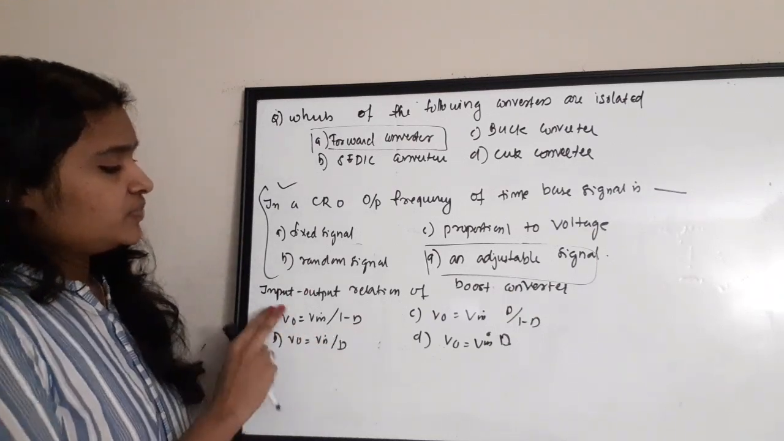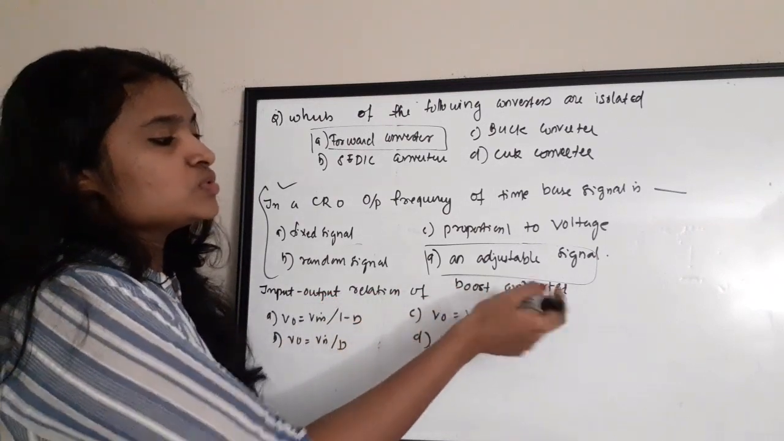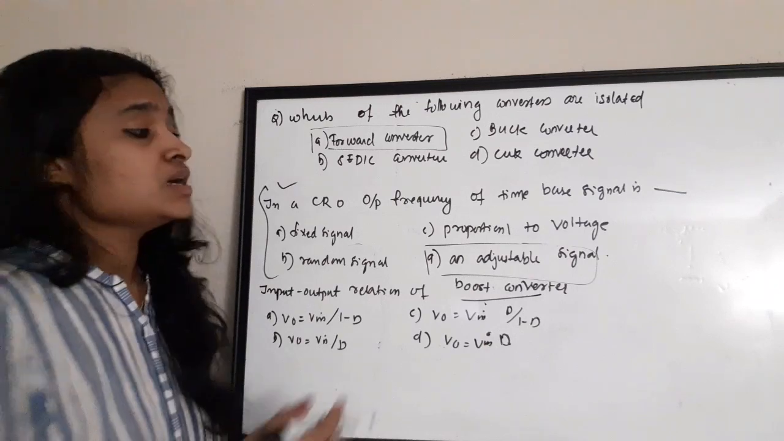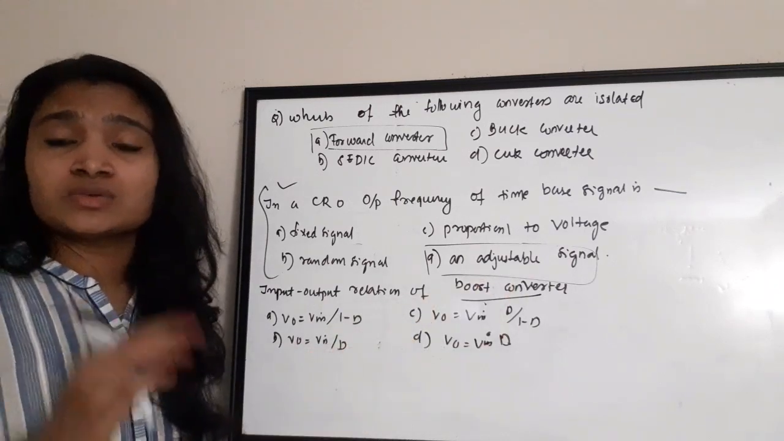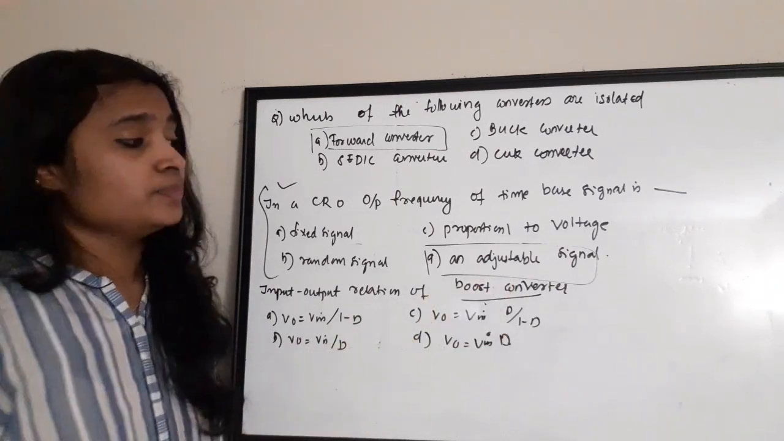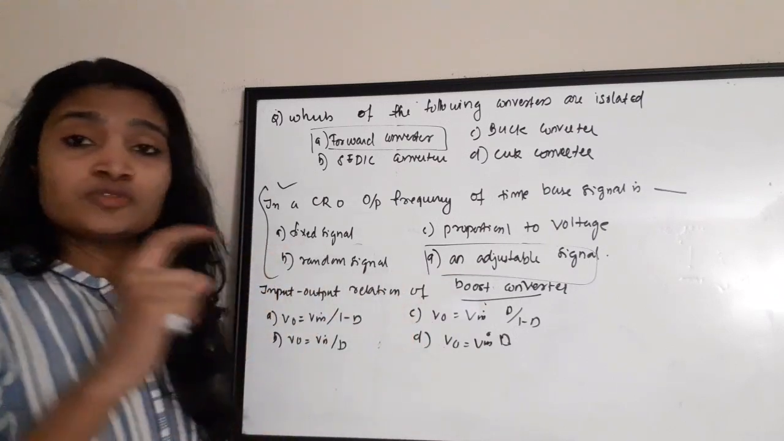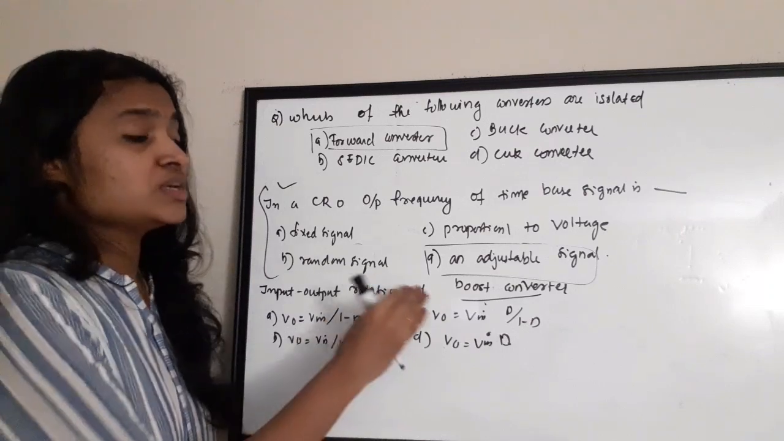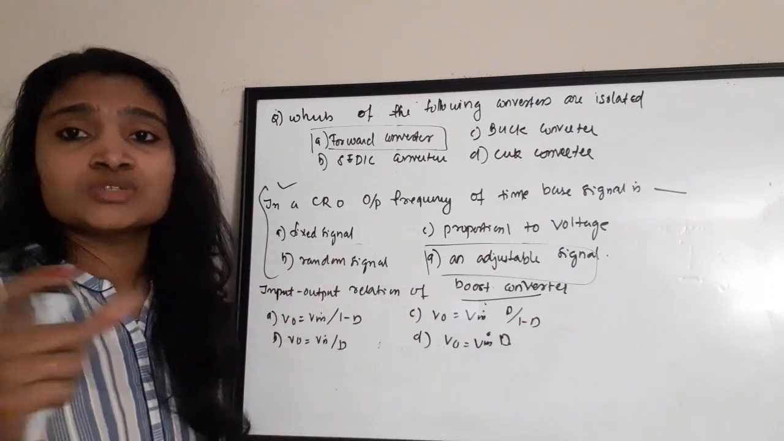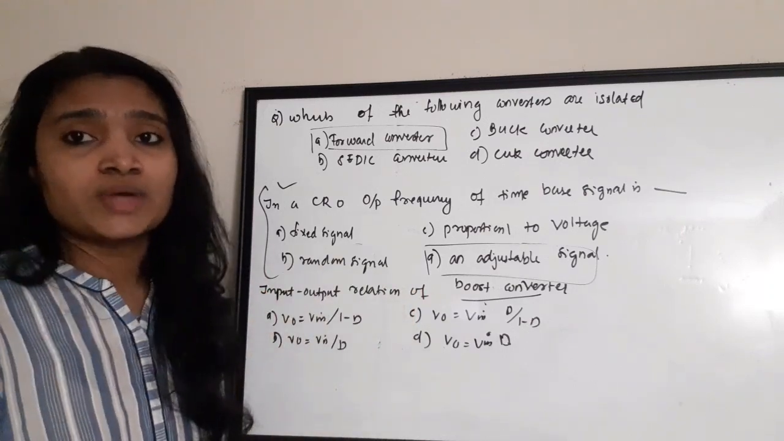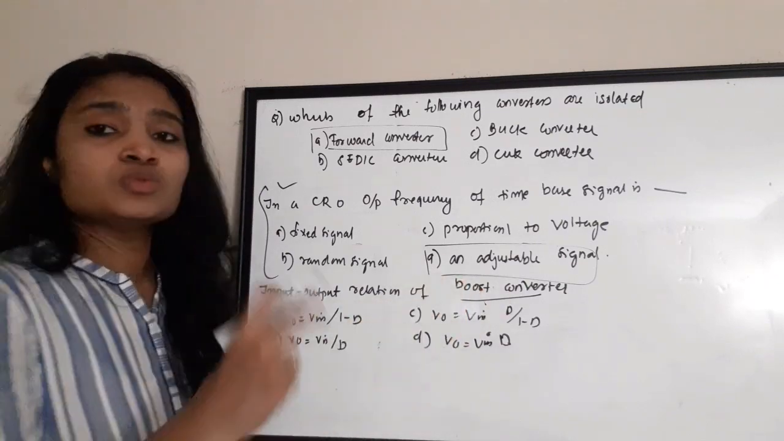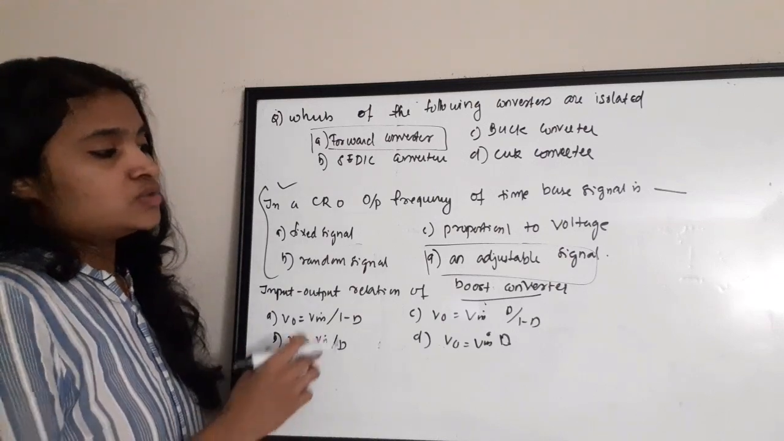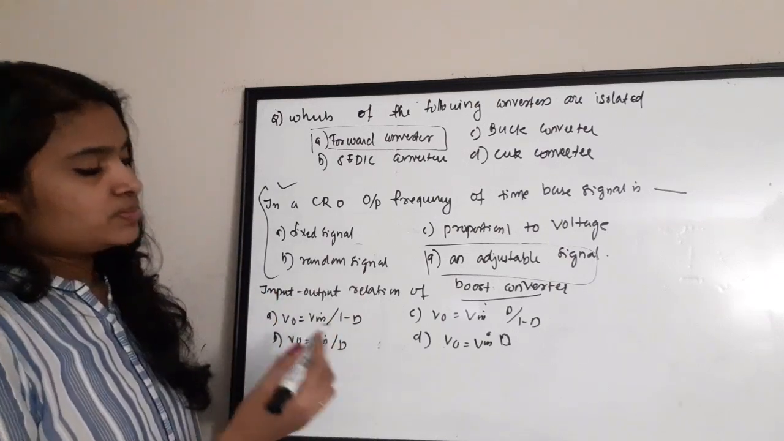Okay. Next question. Input-output relationship of boost converter. This is also a question related to converters. A boost converter is also a DC to DC converter, and it is used for increasing your output voltage. In order to increase output voltage, we use a boost converter. The term boost also relates to that. Boosting means boosting your voltage, so the output voltage is greater.